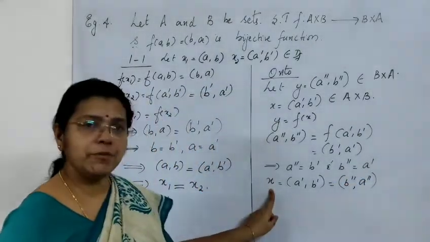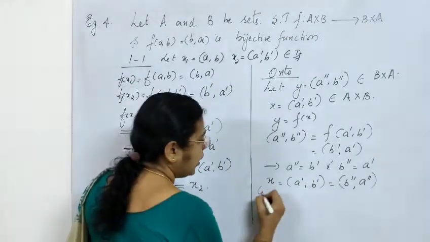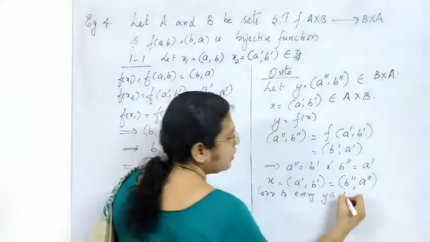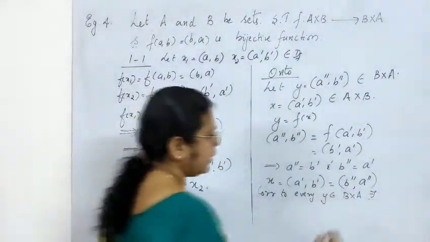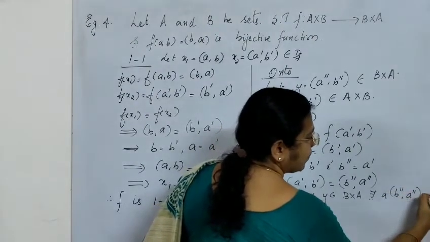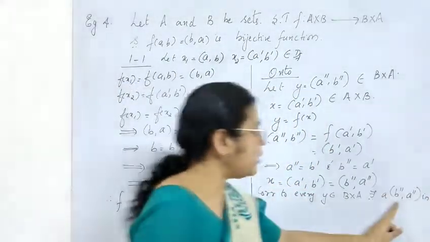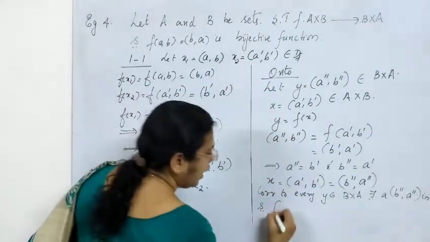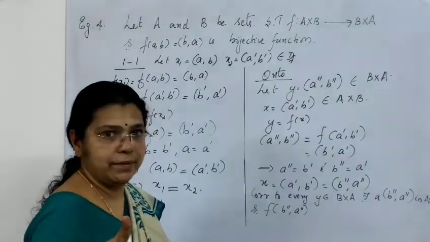So I have got an expression for x is equal to (b'', a''). What does this imply? Corresponding to every y which belongs to the codomain, there exists a (b'', a'') in A cross B such that f of (b'', a'') will be equal to what? y. That is what I need to prove.